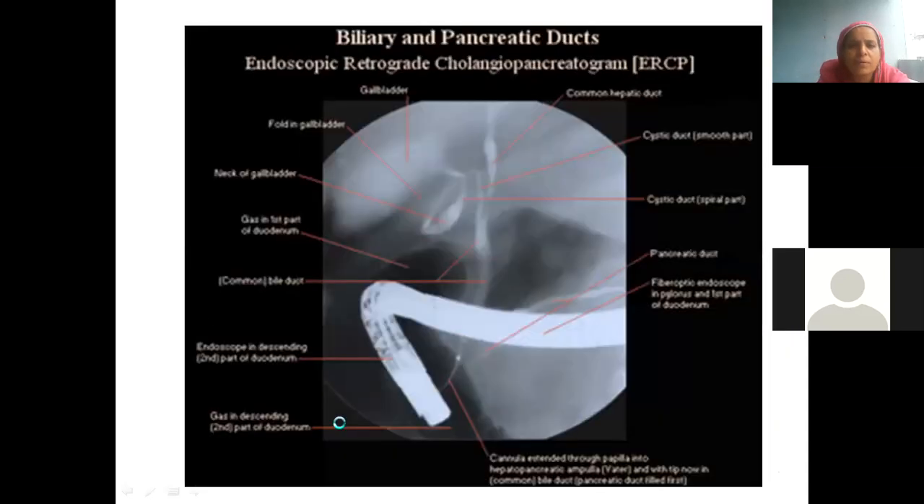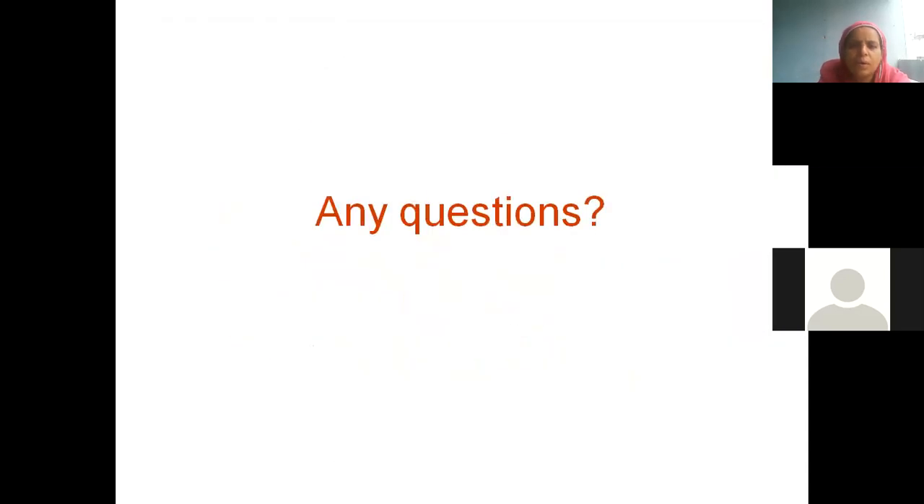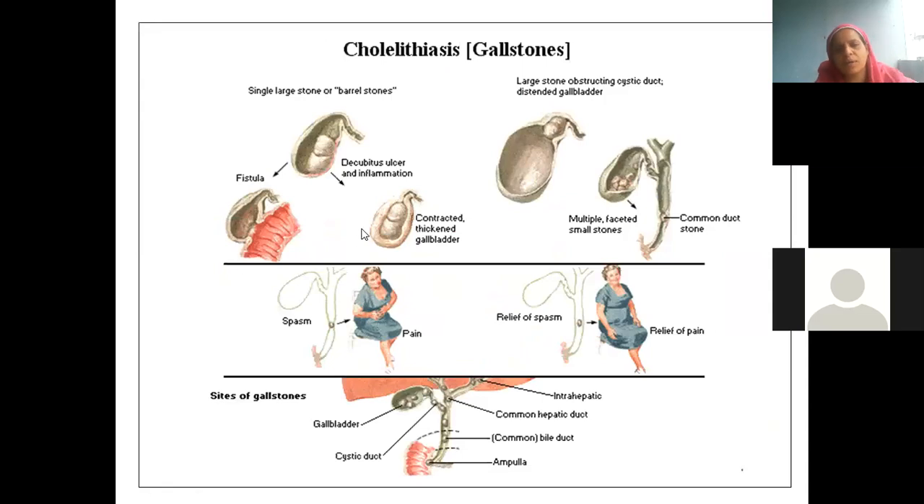Cholecystography is a technique where you visualize the interior of the gallbladder. I will tell you about that later. Cholelithiasis is gallstones. Generally, a gallstone patient will have a lot of pain. Gallstones may be anywhere: in the fundus, in the body, in the neck, in the cystic duct, in the common bile duct, or at the level of the ampulla also. All these are the areas where we may encounter gallstones.